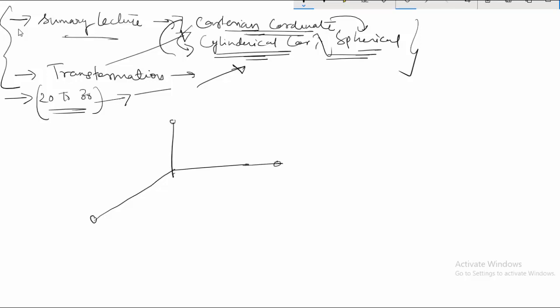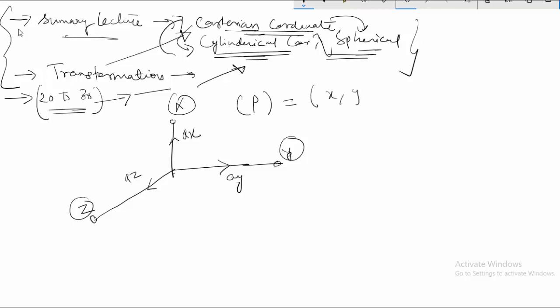So this is the Cartesian coordinate system, which is the first system, with x, y, z. This is a way to represent the system, and the three coordinates will be x, y, and z here, and the unit vectors in the three directions will be ax, ay, and az, and the point in the Cartesian coordinate system will be represented by x, y, and z.